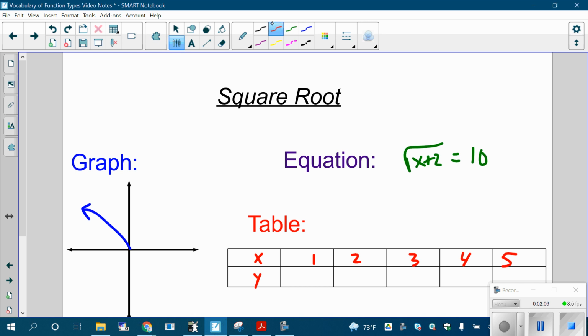What does the table for a square root graph look like? Don't really worry about that. Some of these are not things I'm going to expect you to be able to do.